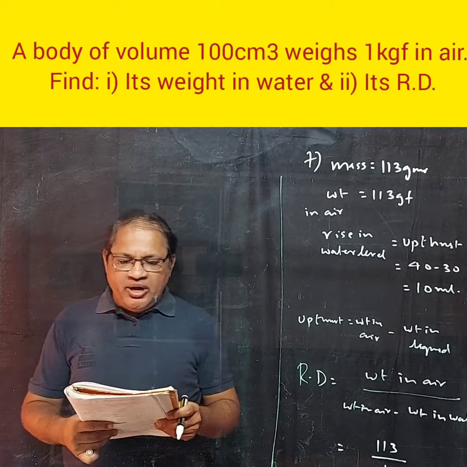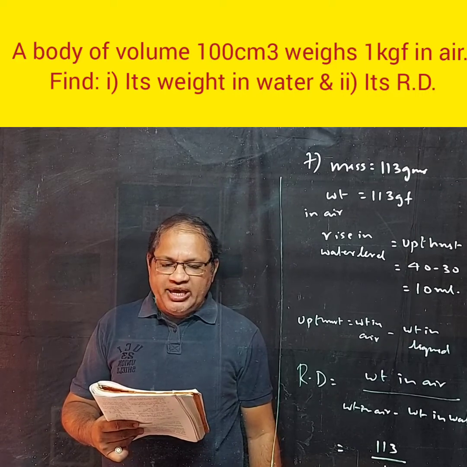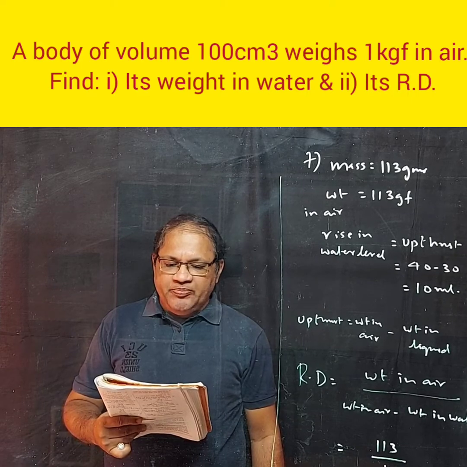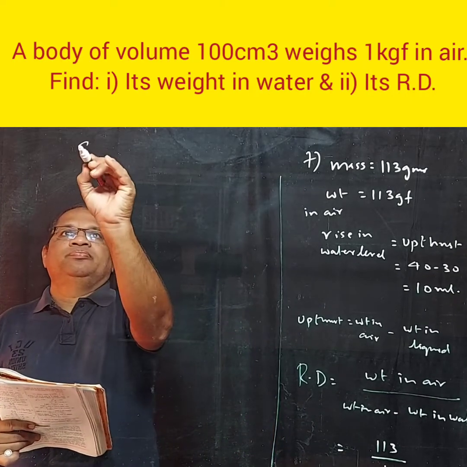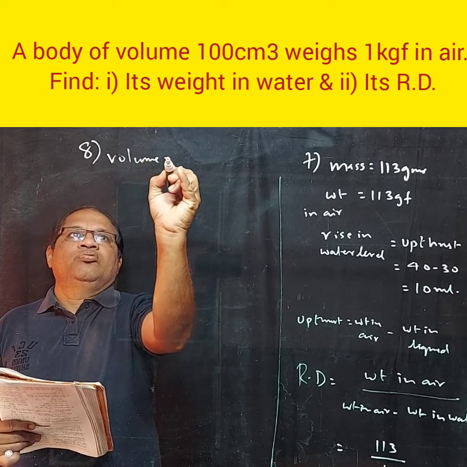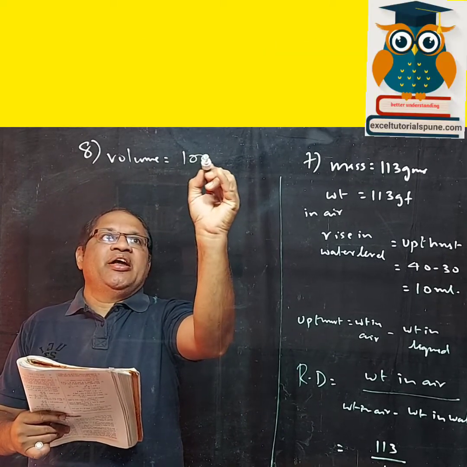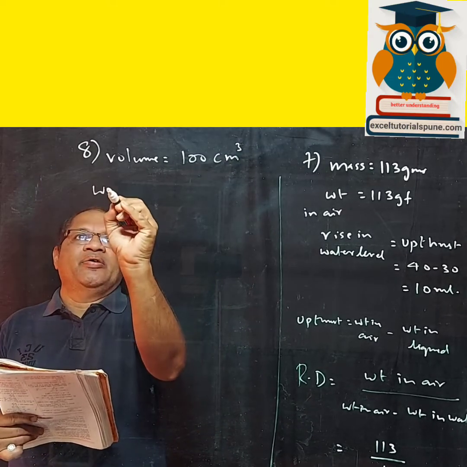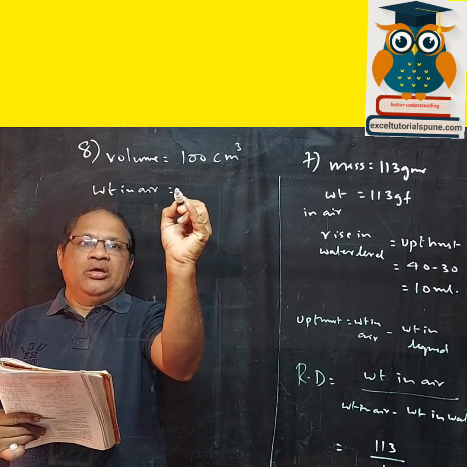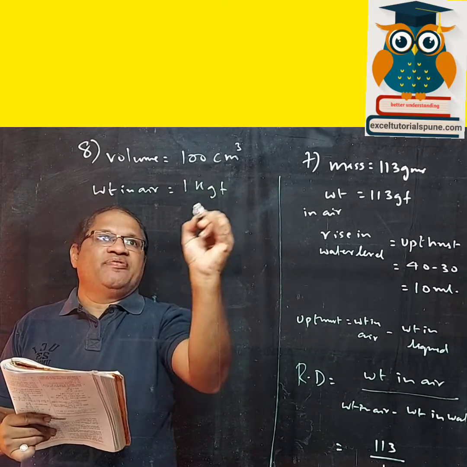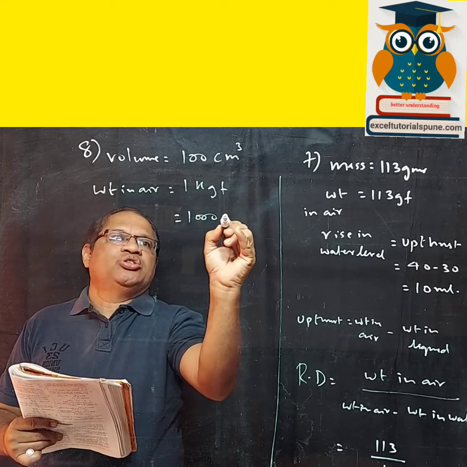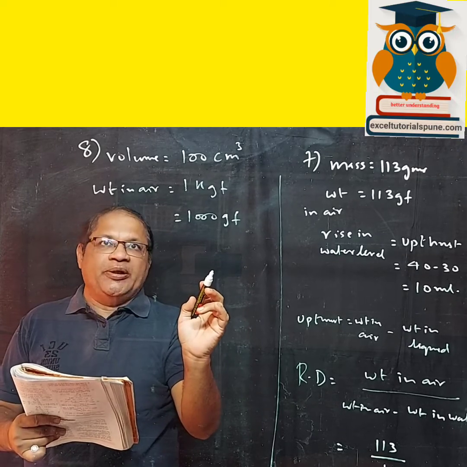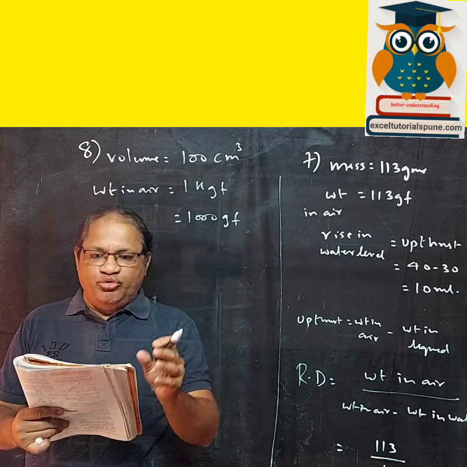The body of volume 100 centimeter cube weighs 1 kgf in air. Find its weight in water and its relative density. So now the 8th sum, volume is given, that is 100 centimeter cube. Then they have given weight in air, that is 1 kgf. Now 1 kgf is 1000 gf. Remember that this is centimeter cube, so all the units should be CGS units. Okay, so weight in air you've got, volume you've got.